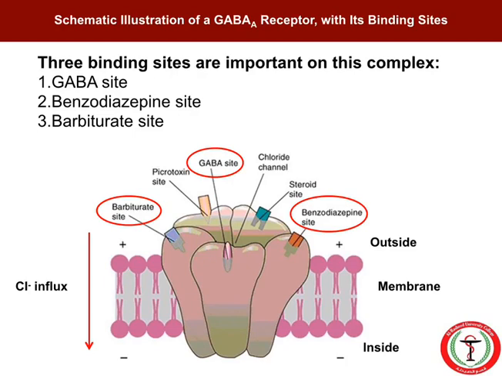This scheme is showing the three binding sites of the GABA A receptor, which are first, the GABA site, second, the benzodiazepine site, and third, the barbiturate site. And actually, barbiturates are also CNS depressants and sedative hypnotics.